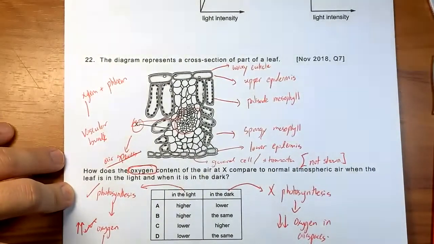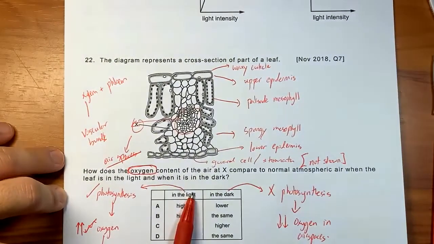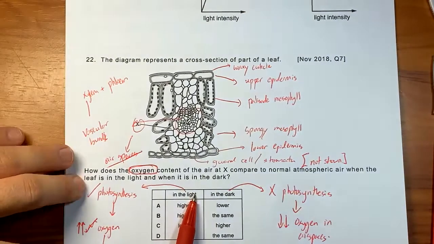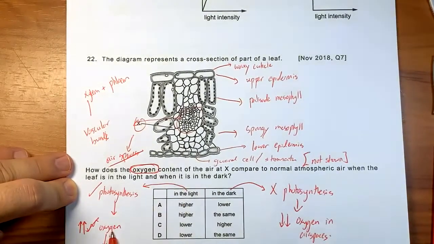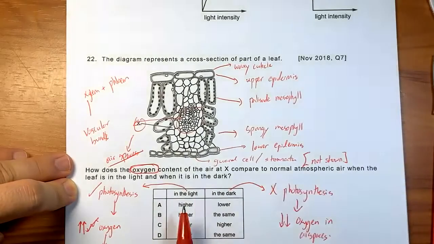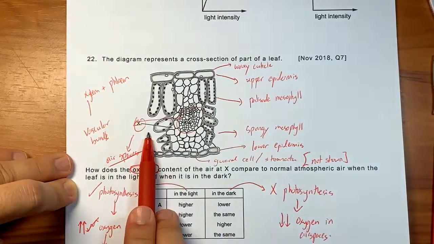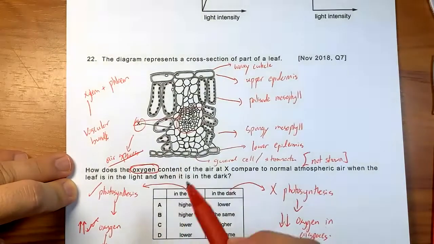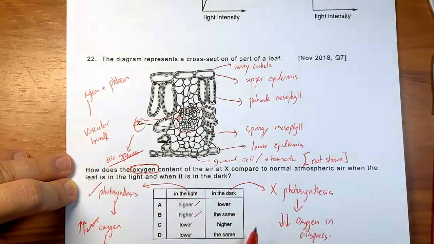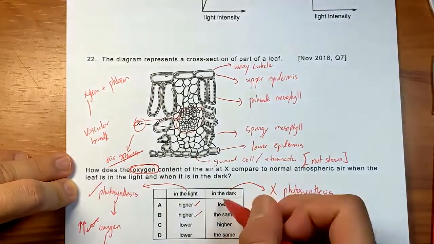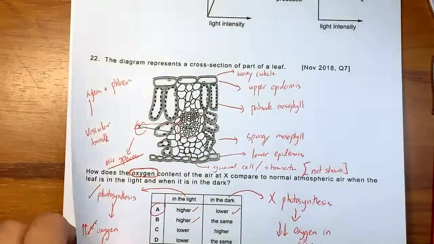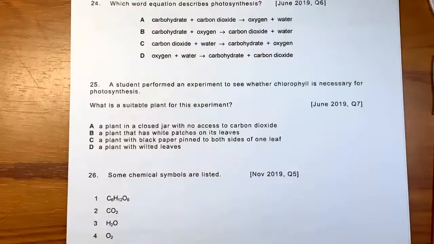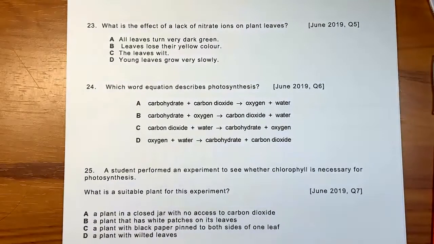Right? So based on this, you should be able to decipher what's the answer. In the light, yes, photosynthesis, yes, oxygen. So if we compare with the atmospheric air, during the day the intercellular airspace should have higher oxygen, whereas in the dark it should be lower, simply because it has no photosynthesis. So the answer is A. Right? Then the next question.